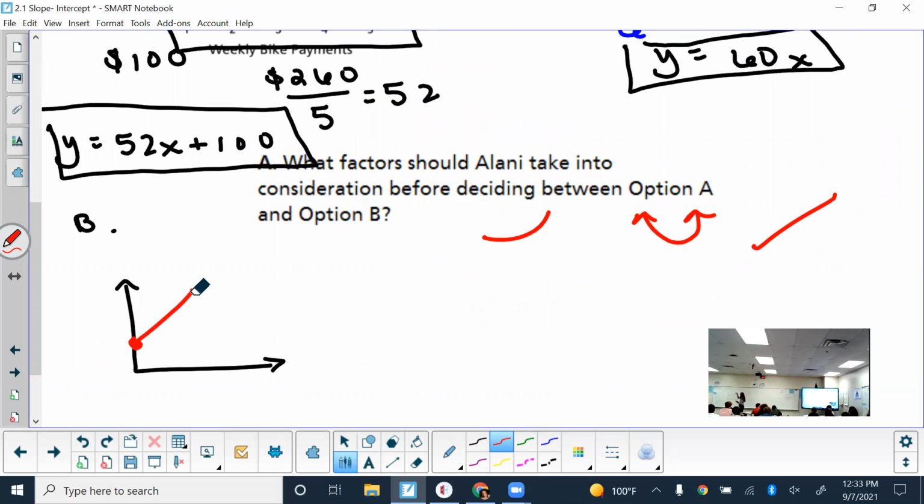It would be straight, right? Because it's going up or down at a constant rate. That's what all of these linear equations will look like, a straight line. We'll get to these other ones, I think, next semester. All right, so that's for this one. For option B, where would my graph start?